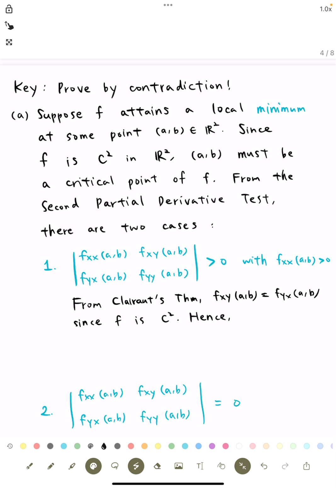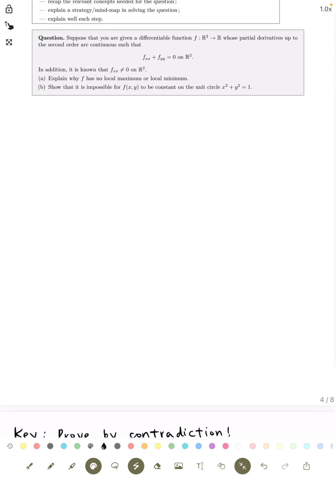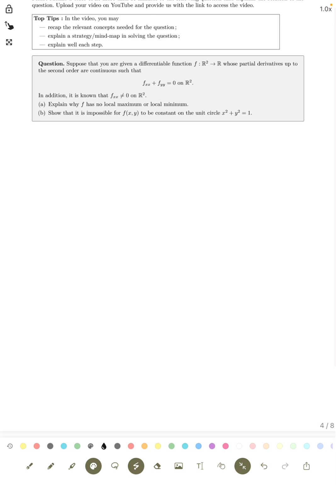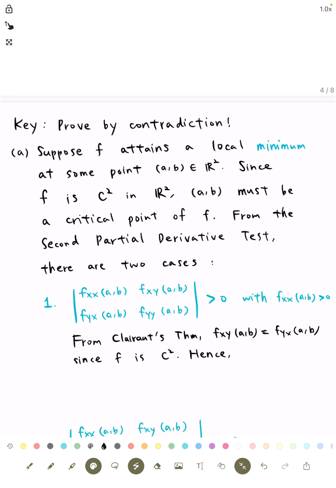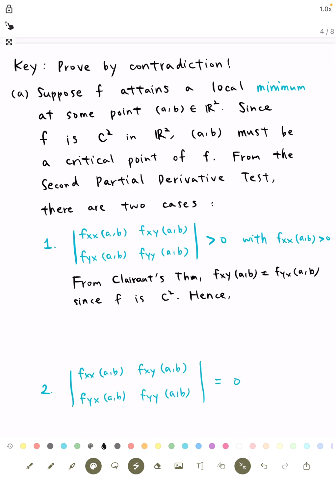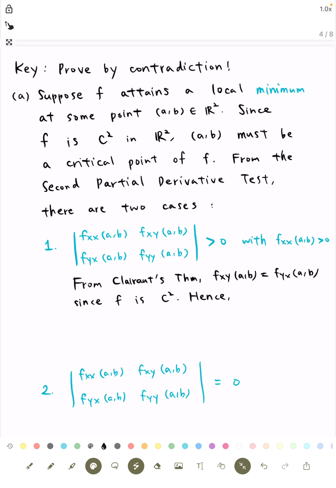So first we assume that f has a local minimum at some point (a, b) in R squared. From the description, we know that the second order partial derivatives are continuous, which means f is C2. So (a, b) must be a critical point of f, and for critical points, we can use the second partial derivative test.